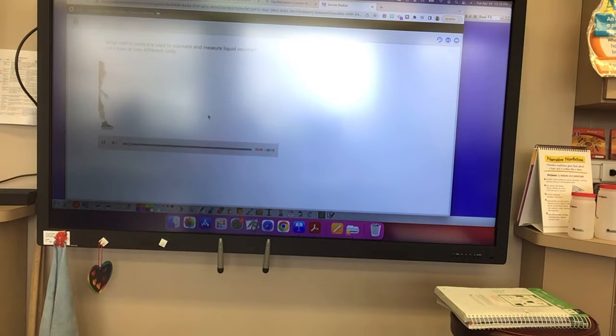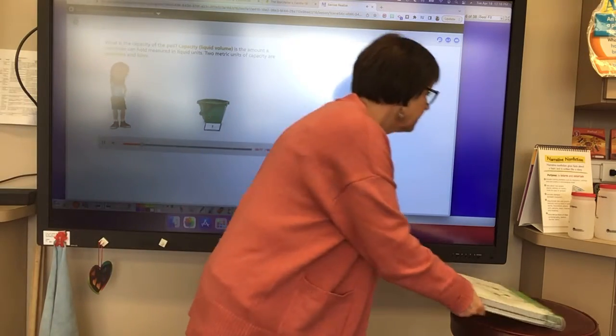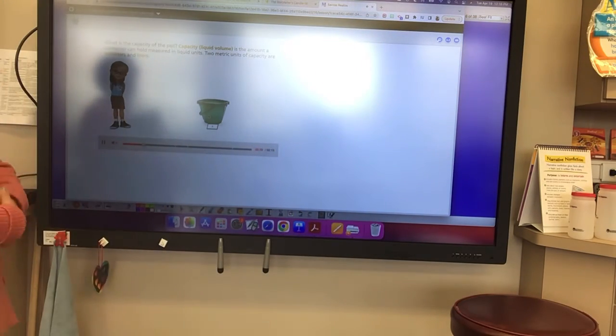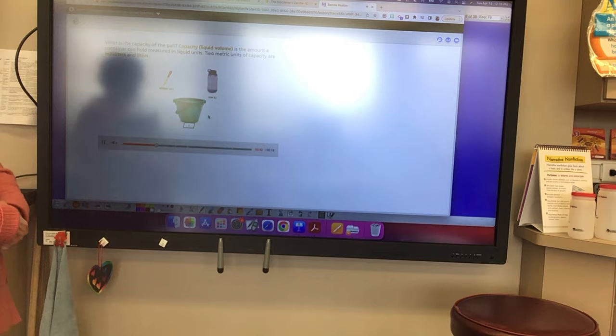What metric units are used to estimate and measure liquid volume? Let's look at 2 different units. What is the capacity of the pail? Capacity, liquid volume, is the amount a container can hold measured in liquid units. 2 metric units of capacity are milliliters and liters. A milliliter is about 20 drops from an eyedropper. This water bottle holds about 1 liter.